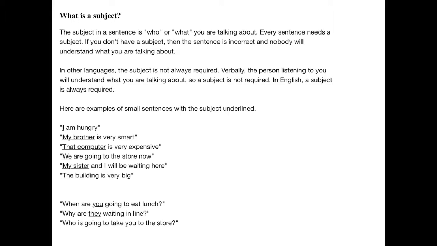Here are examples of some sentences with the subject underlined. I am hungry. My brother is very smart. That computer is very expensive. We are going to the store now. My sister and I will be waiting here. The building is very big. When are you going to eat lunch? Why are they waiting in line? Who is going to take you to the store?